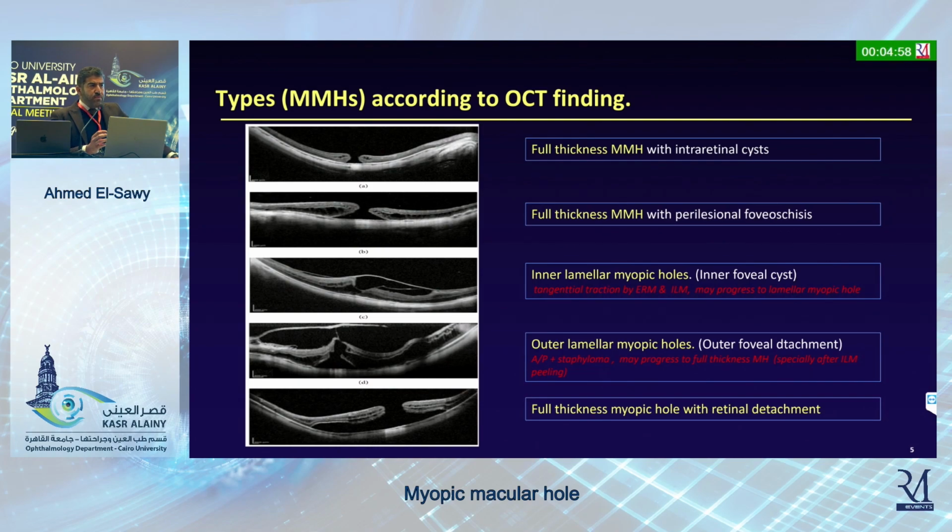These holes are caused by the complexity of the anteroposterior traction and the posterior staphyloma. And if we go with a vitrectomy and peel the internal limiting membrane in these cases, these patients will immediately develop a full thickness myopic macular hole. So these patients should be treated with the inverted flaps as mentioned by Dr. Ahmed Abdelbey. So myopic macular holes could be full thickness, partial thickness, and each of them with or without foveoschisis. If we see a lamellar hole, we have to know if it's an inner lamellar or an outer lamellar myopic hole.